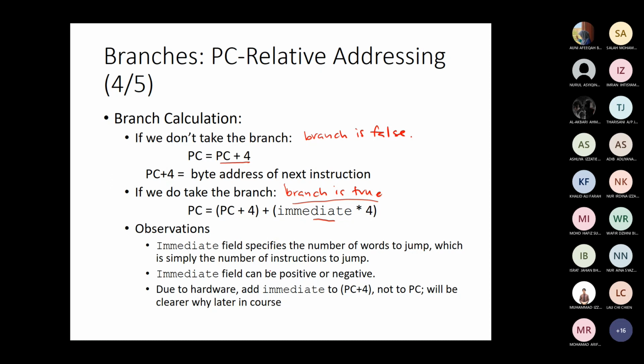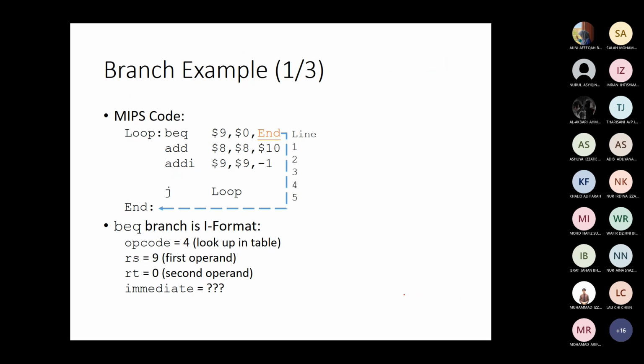Okay, so the immediate field can be positive or negative. Due to hardware, we add the immediate to PC plus 4, not to PC. Again, not to PC. It will be clearer later on in the course. I'll teach you later, maybe on the next slide, okay, on the next lecture.